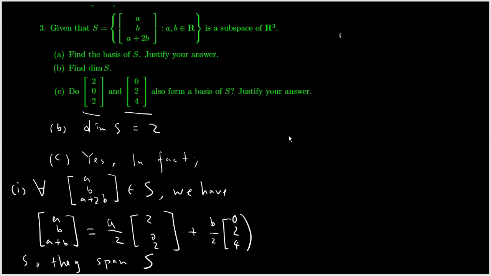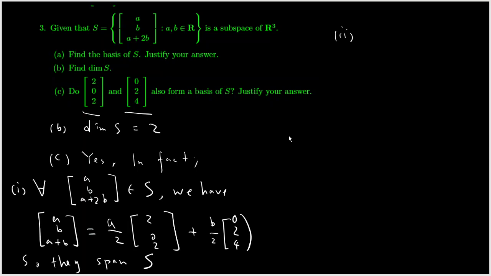Now the second condition, okay? The second condition is very similar. We want to show that none of the two vectors is redundant. It's the least number of vectors spanning S. By that we mean we want to show the two vectors are linearly independent. Okay.